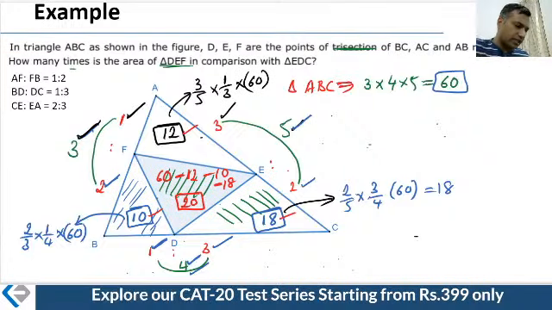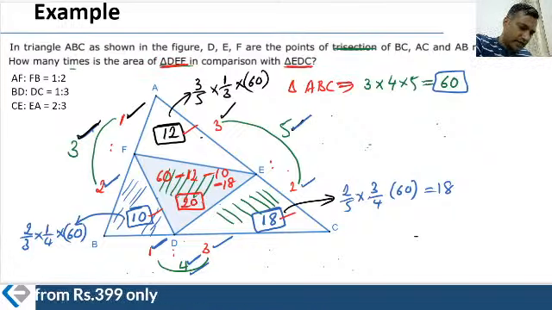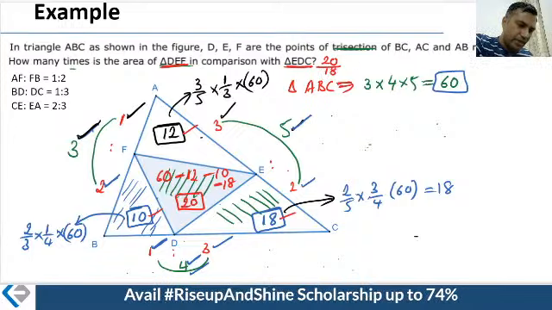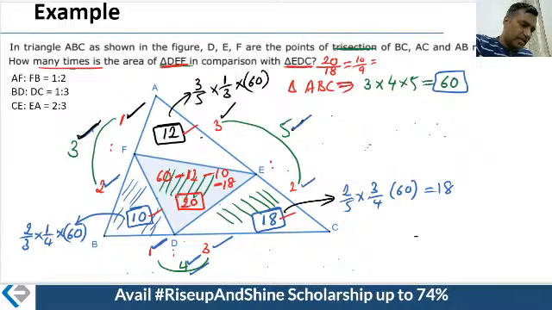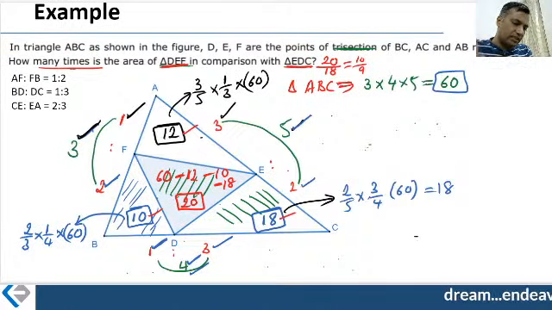Now, what is the author trying to say? DEF in comparison with EDC. What is DEF? DEF is nothing but 20, because that's how you reach the inside area, in comparison with this 18. 20 divided by 18 is the multiplication factor, that's nothing but 10 divided by 9. So the area of triangle DEF is 10 by 9 times the area of the triangle EDC.